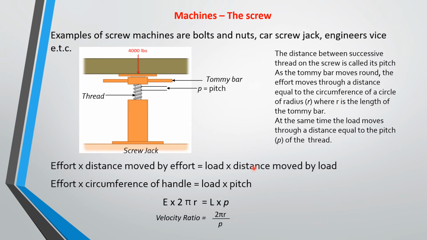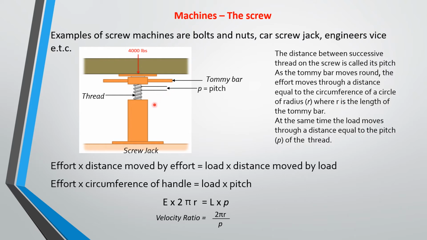Okay, so this is another type of machine, the screw jack. This screw jack is what you use to lift your car. You also have your bolt and nuts and your engineering vice. All these are examples of screw systems or screw machines.